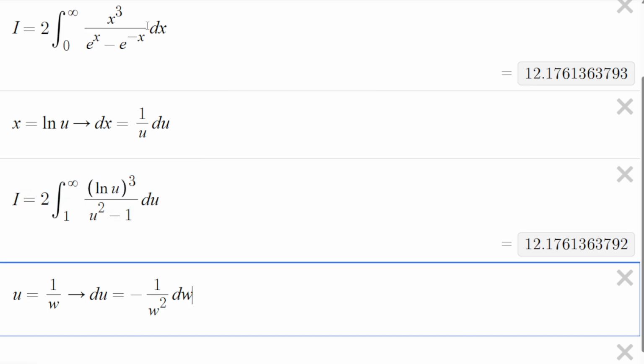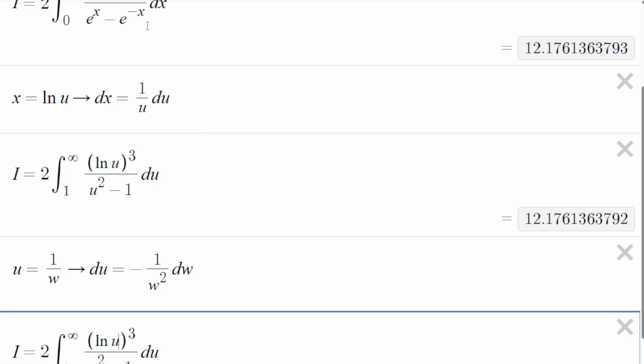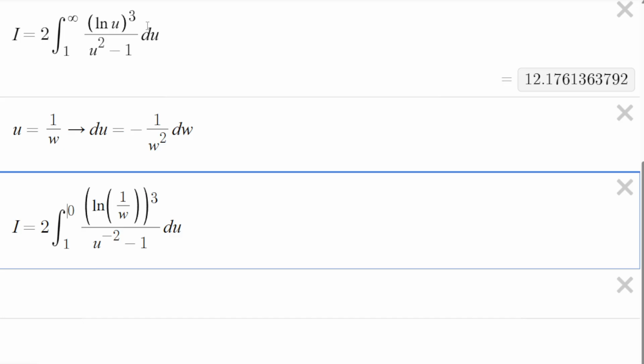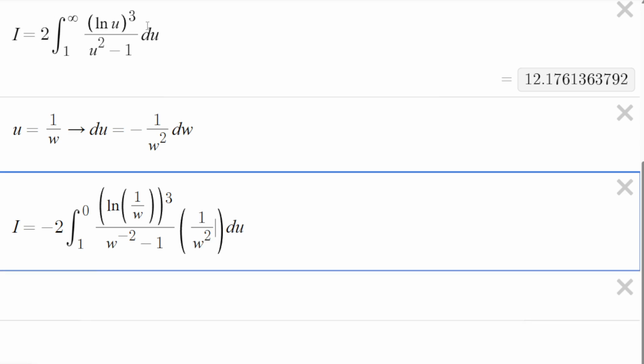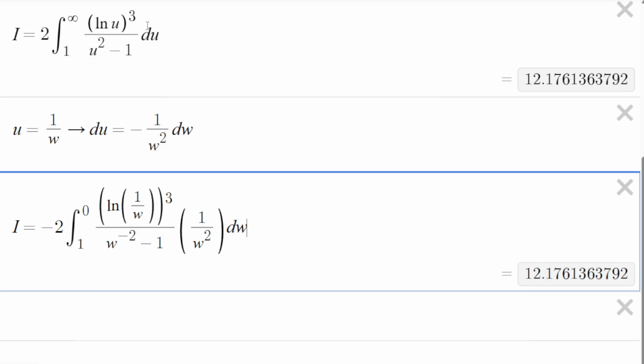All right, so what does that mean? I is equal to, all right, u is 1 over w, so we get 1 over w. This becomes u to the negative 2. 1 over infinity is 0, 1 over 1 is 1, and du is negative, sorry, this should be a w, negative 1 over w squared dw. All right, next. Well, let's just keep going with this.